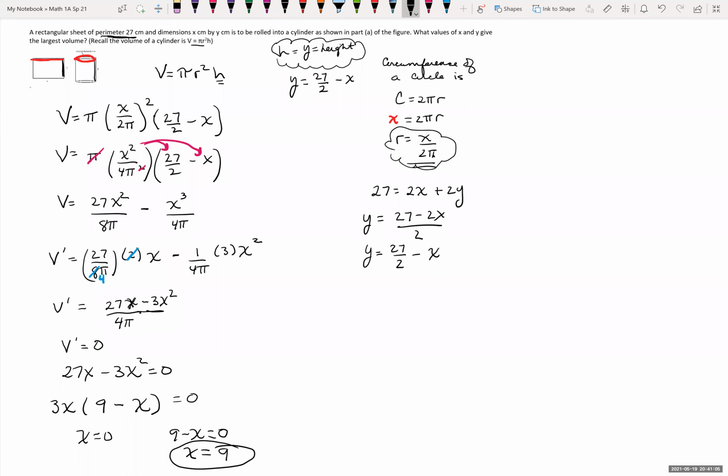And we need to make sure that that's a max. We can do that by finding the second derivative. We can do that by plugging in numbers to the left and right of 9 to make sure that that's a max. Double derivative, would that be hard to do? Not really. So if we look at the double derivative, and I'm going to keep it in this form when I do it, or let's just keep it like this.